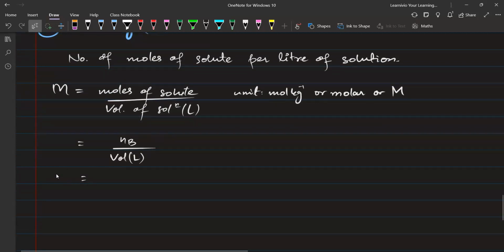And I can further write this as molarity is equal to the mass of solute multiplied by 1000. I hope you can understand. If you don't, then please let me know. Divided by the molar mass of the solute into the volume of solution in ml. Does the last one make sense? Yes or no? Yes, sir. Done, sir.